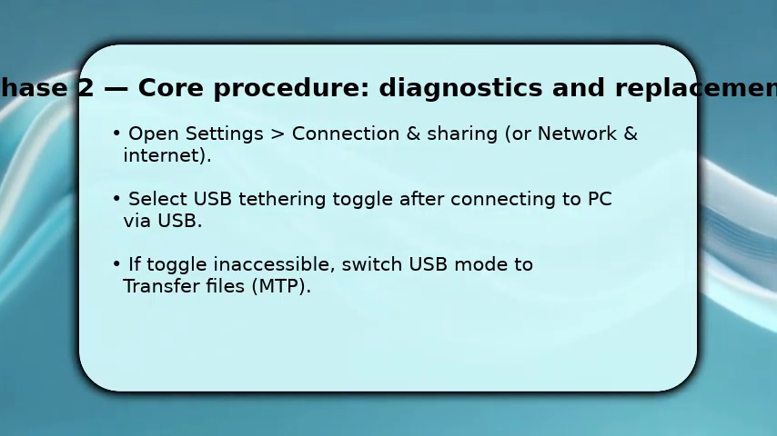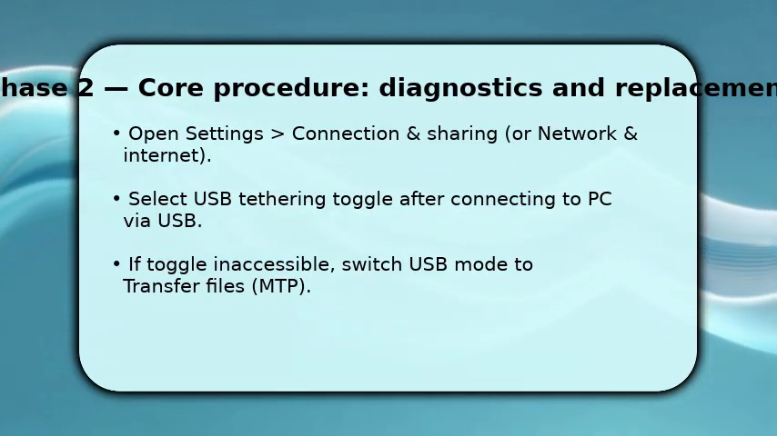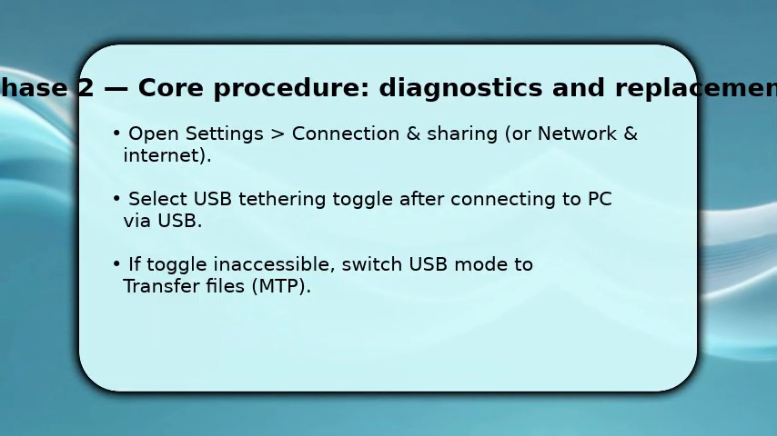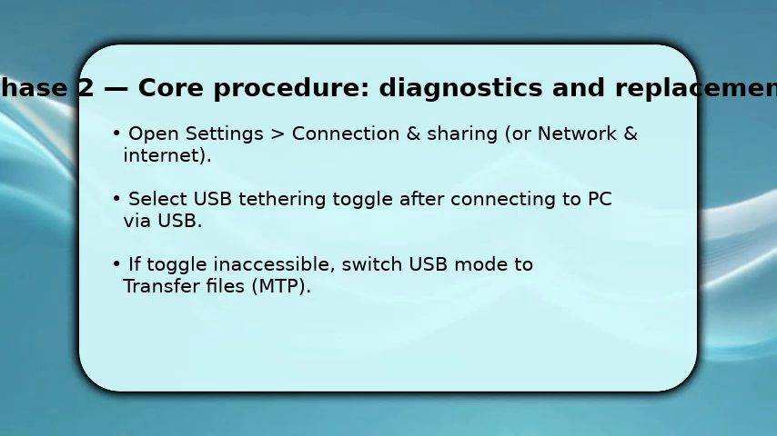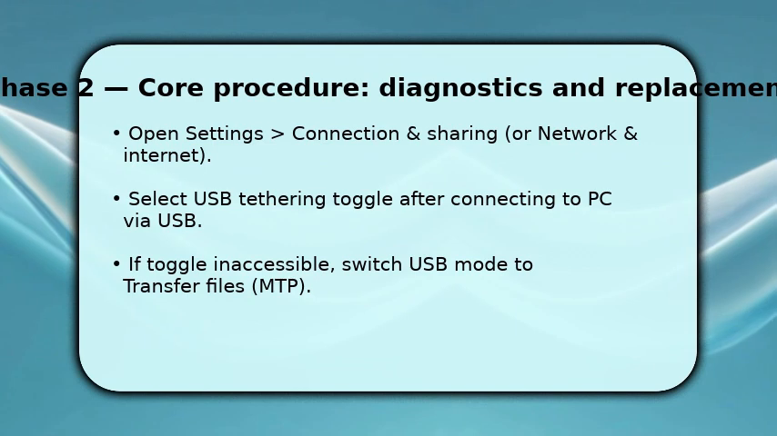If the toggle is grayed out, pull down the notification shade, tap the USB options notification, and choose Transfer Files, MTP, or File Transfer, then return and try the USB tethering toggle again. This step sets the phone to share its mobile data pipe to your computer.